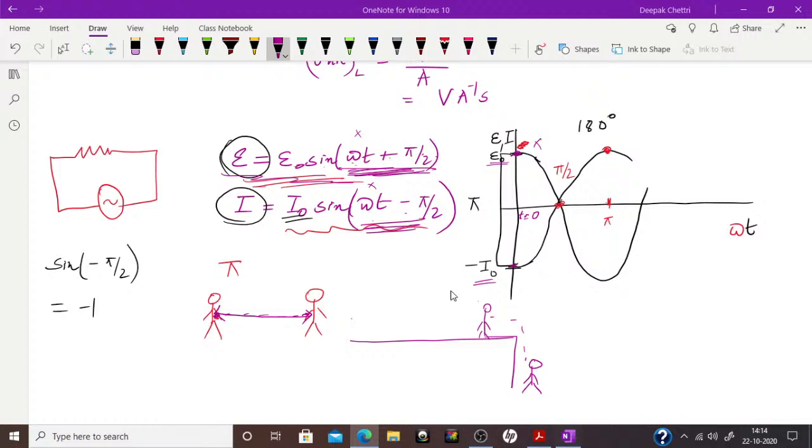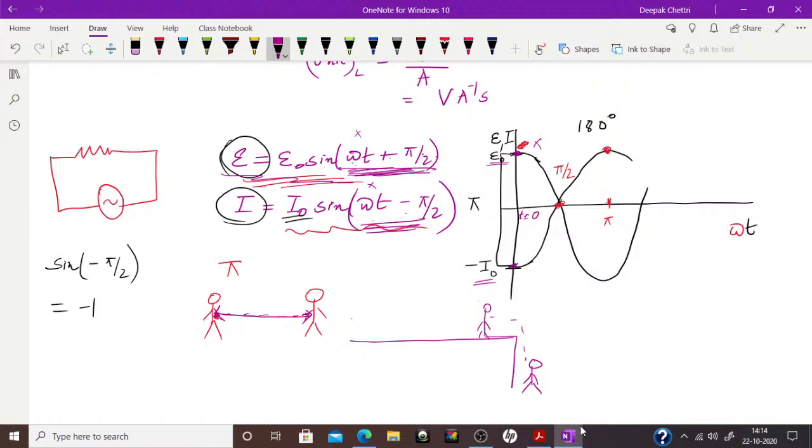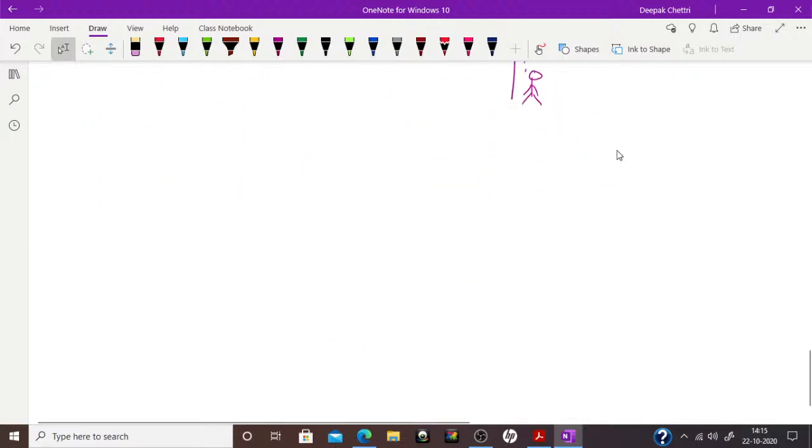Okay, so now the next question is question number 8. This one is directly from the formula, so I will not explain it. If you look at the formula for the potential, in question number 8 they are saying if a point lies at a distance of x from the midpoint of a dipole, what is the electric potential at this point? I hope you have studied the dipole.